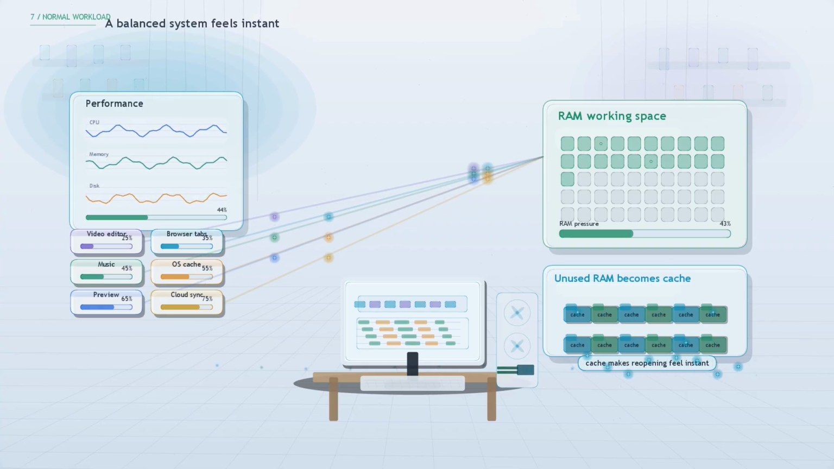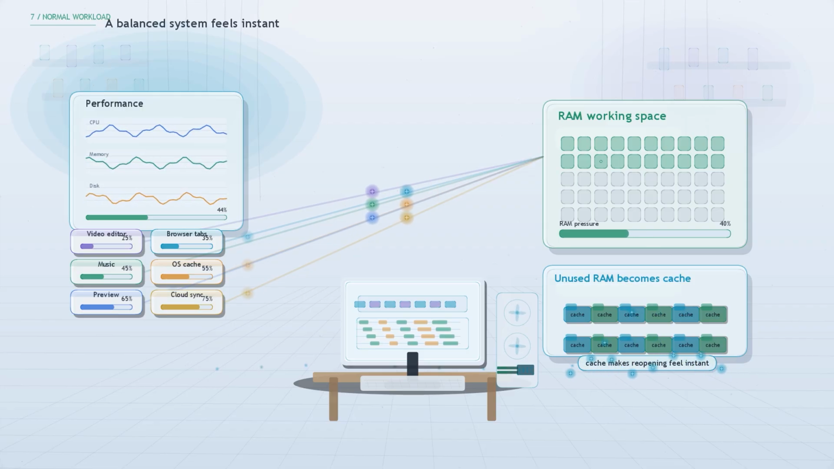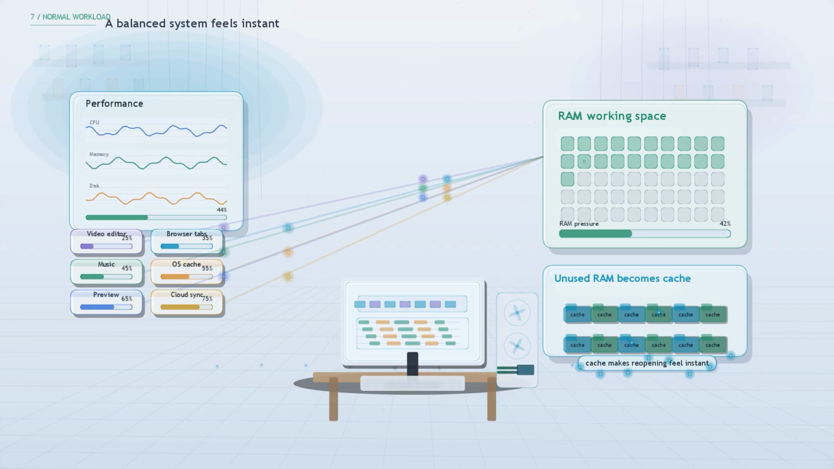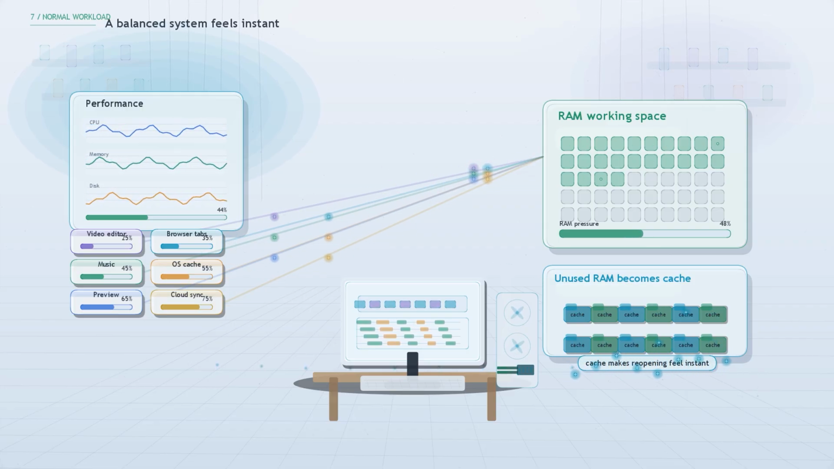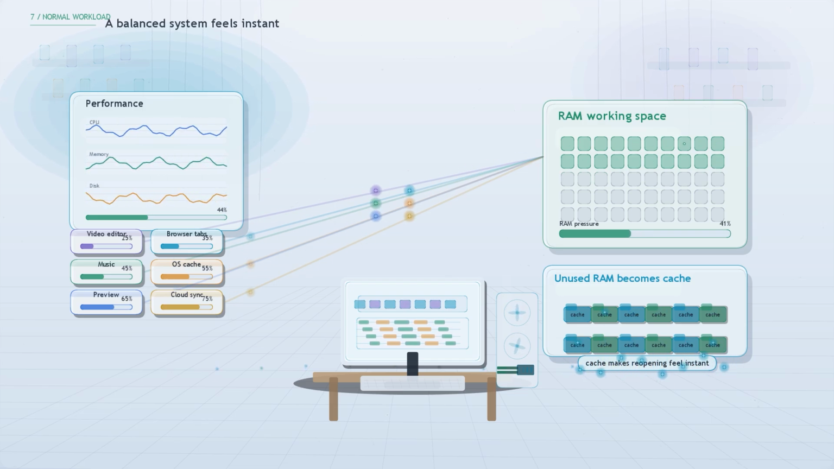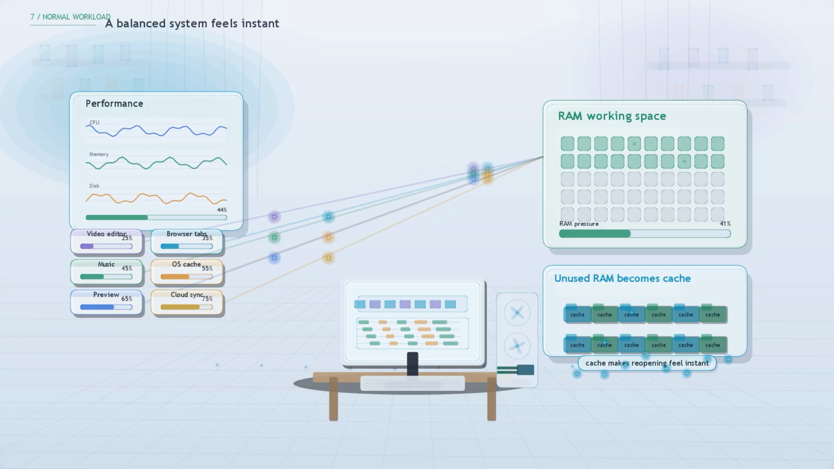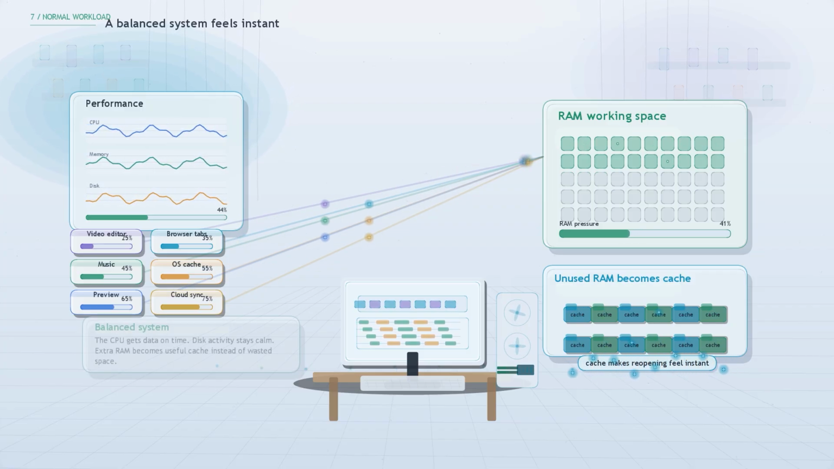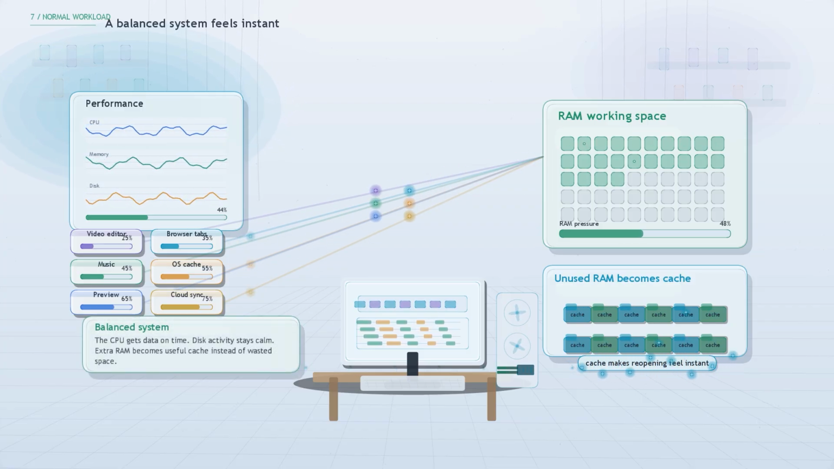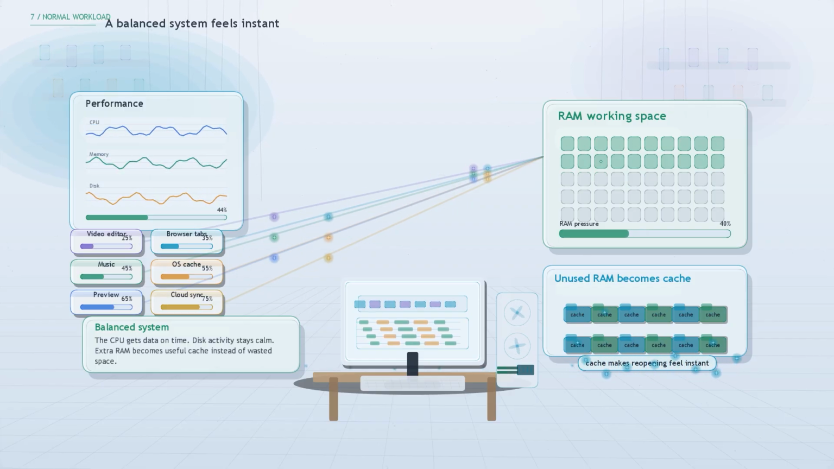Recently accessed files stay cached in unused RAM. So when Ava reopens a file, it loads instantly from cache. The system feels snappy, responsive, almost psychic. No stutters, no lag, no spinning wheel of frustration. The CPU gets all the data it needs, exactly when it needs it. This is what a balanced system looks like.